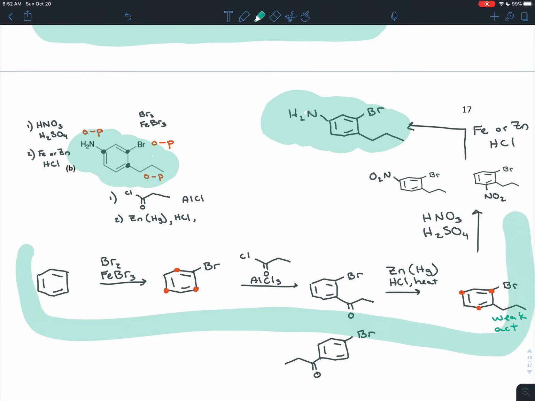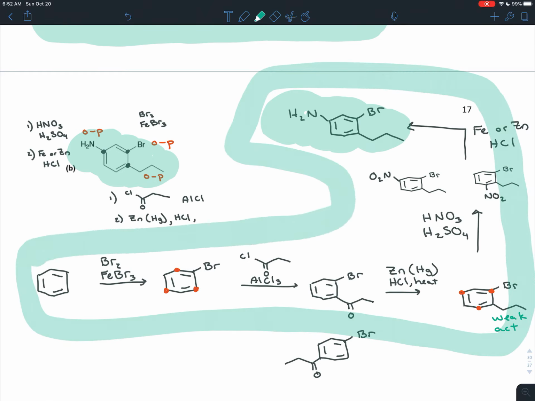And so this synthesis would be a valid synthesis for making that molecule. It makes a whole bunch of other stuff too. There are some side reactions, because when you use ortho-para directors, you don't just get one product, you get two. But we're able to make the product that we want.